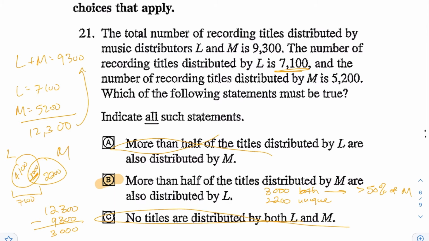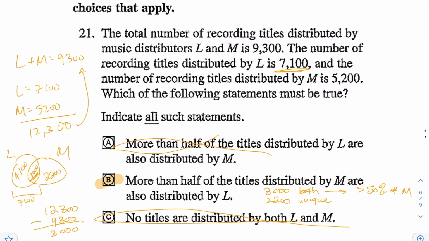So here you just have to do a Venn diagram, and you have to add the totals, and you have something that is greater than the actual total, so that you double counted something, and that's how you can figure out the middle, which is 3,000 titles that are distributed by both of these companies.